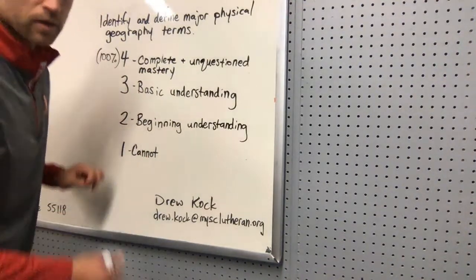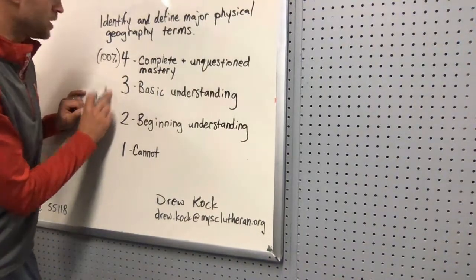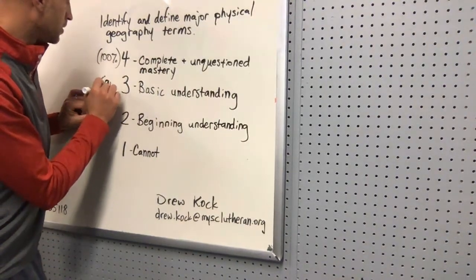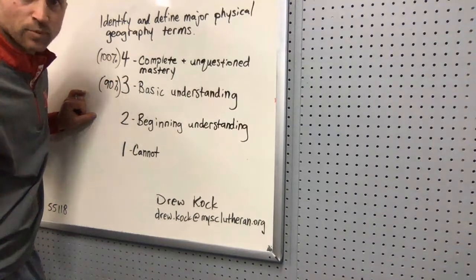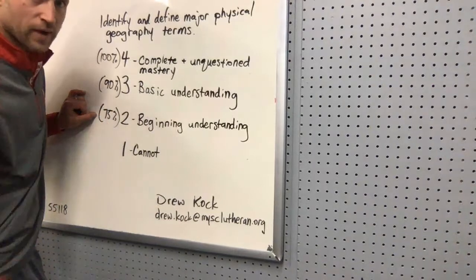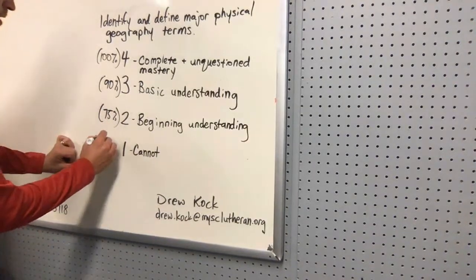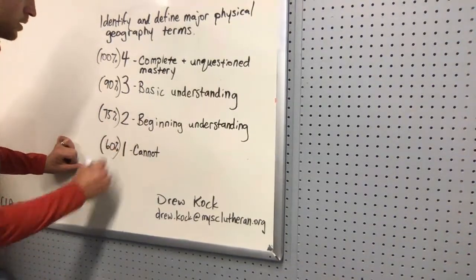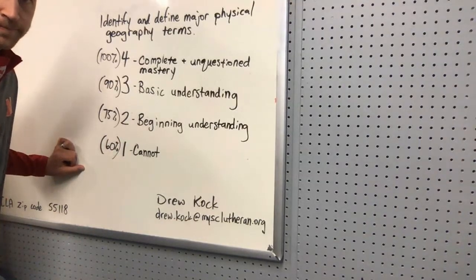So just so you're aware, a 4 goes in as a 100%, a 3 goes into the gradebook as a 90%, a 2 goes into the gradebook as a 75%, and a 1 goes into the gradebook as a 60%. All right.